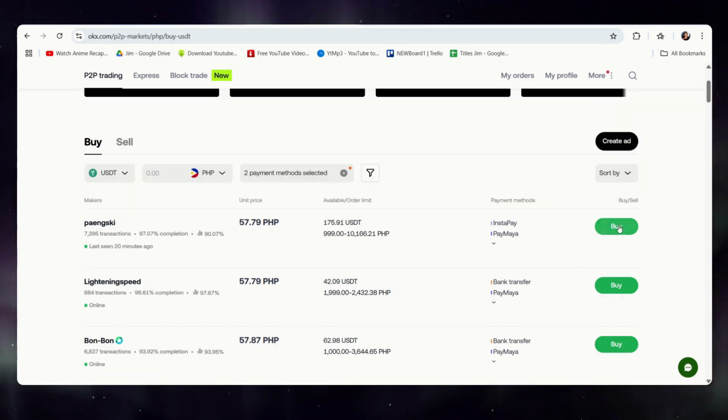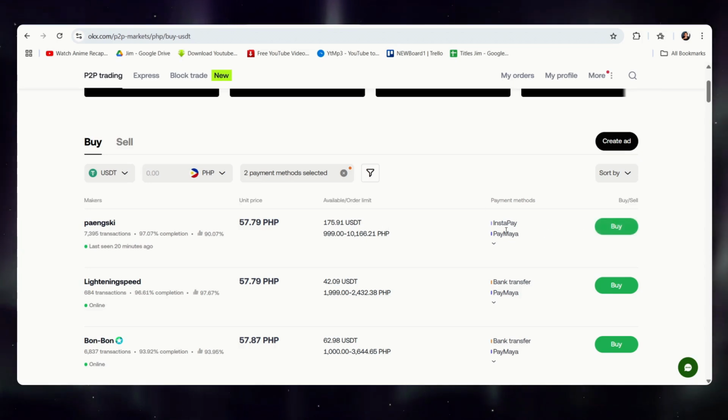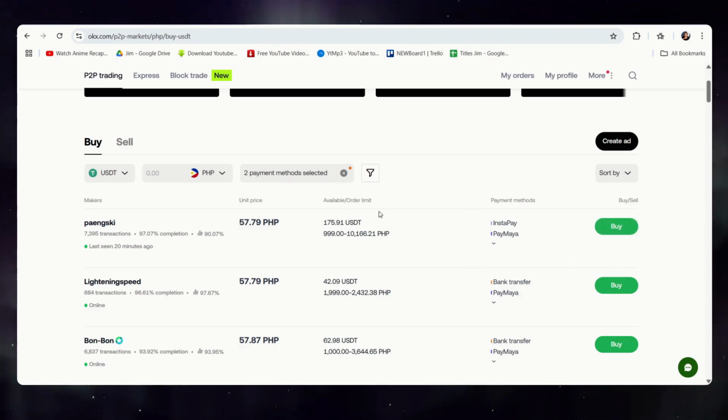I do not want to click buy, but what will happen is usually, much like with Binance, you would have a limited time to fulfill the transaction and the funds will be released.